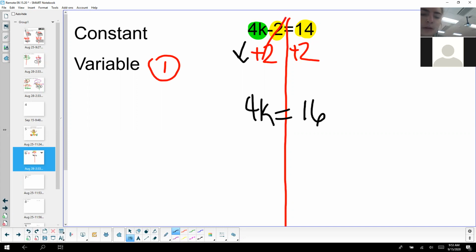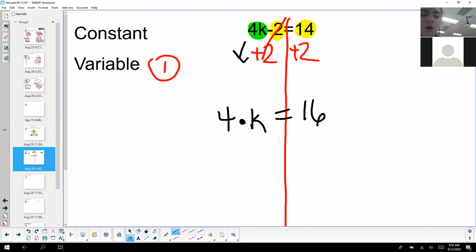Now I know when a variable is next to a number like 4K, that 4 is a coefficient and the K is a variable. So those are being multiplied. 4K is the same thing as 4 times K. I'm actually going to rewrite that for us just so we can get in the habit of thinking that way. So 4K is the same thing as 4 times K.